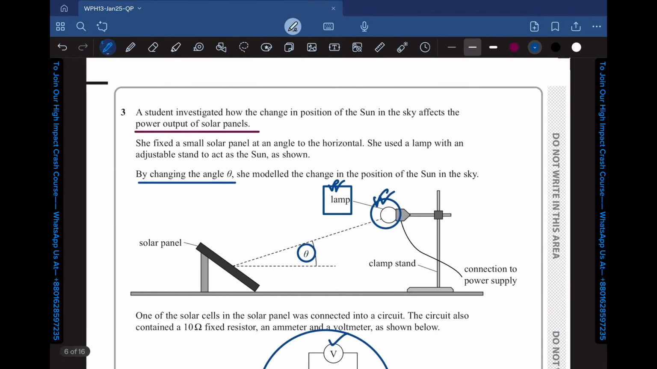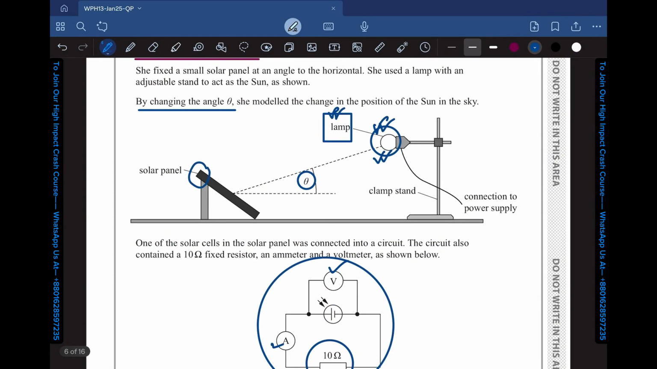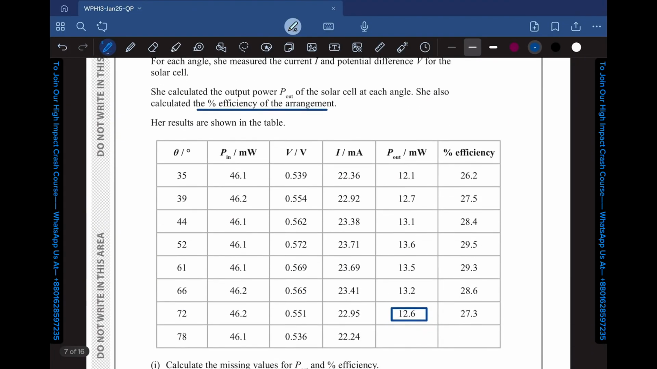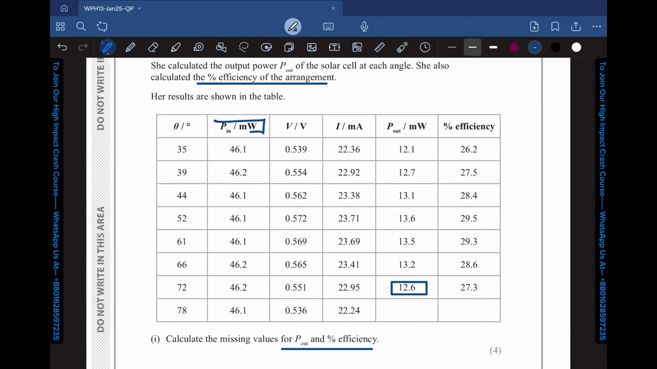So the power input was actually from the lamp, and the power output was on the solar panel when this circuit was working, right? The power input was the power from the bulb. Now the power output will be the product of the voltage and the current on the circuit, right? So we will multiply these two to get this power output value.